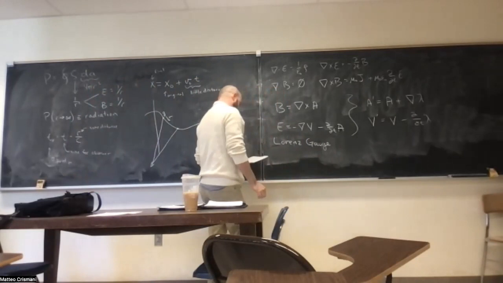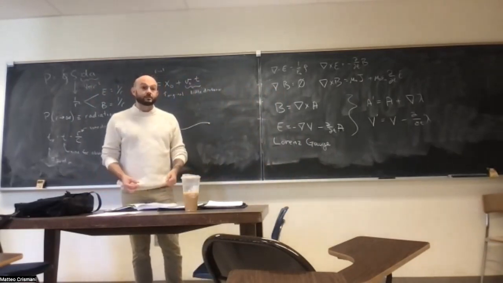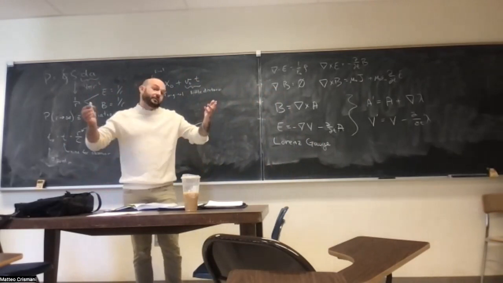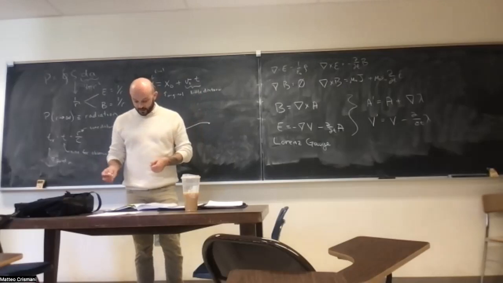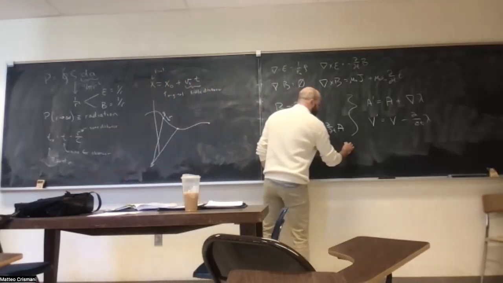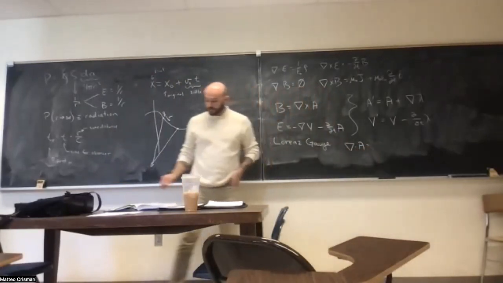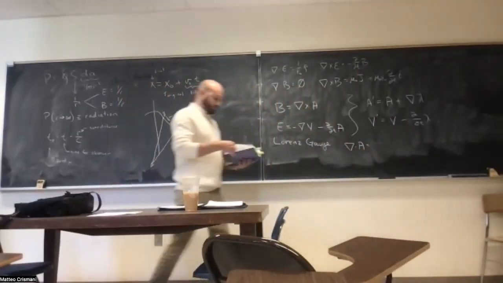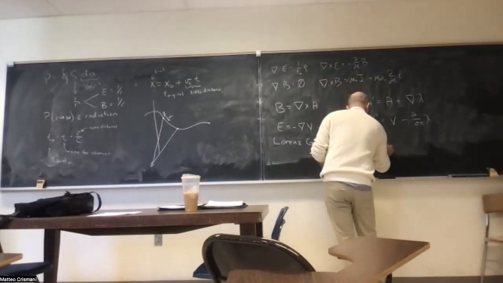Okay. The Lorentz gauge is an arbitrary choice. Lorentz, I don't know how he did it, but probably just a spark of genius one day, was like, all right, I'm going to use this: del dot A is going to be equal to minus mu naught epsilon naught dV/dt.